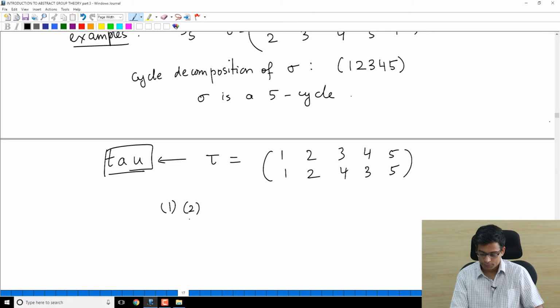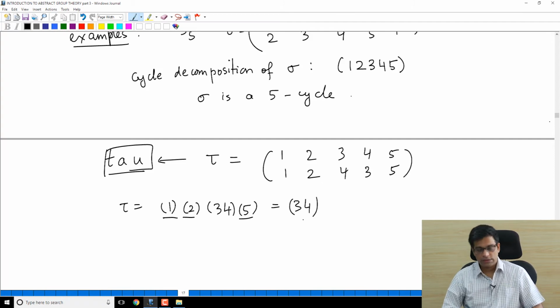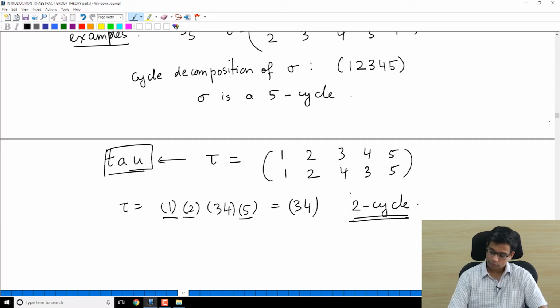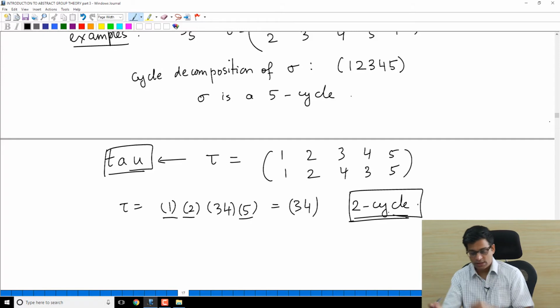2 goes to 2, again it's a 1 cycle. 3, now you start with 3, which is the index not covered yet. 3 goes to 4 and 4 goes to 3. So you close the bracket and finally 5 goes to 5. So this is tau. But remember our convention, we don't write 1 cycles because it is unnecessary. There is no information that you gain by writing 1, 2 and 5. So see, tau is just a 2 cycle. Okay, so in this case tau is a 2 cycle.